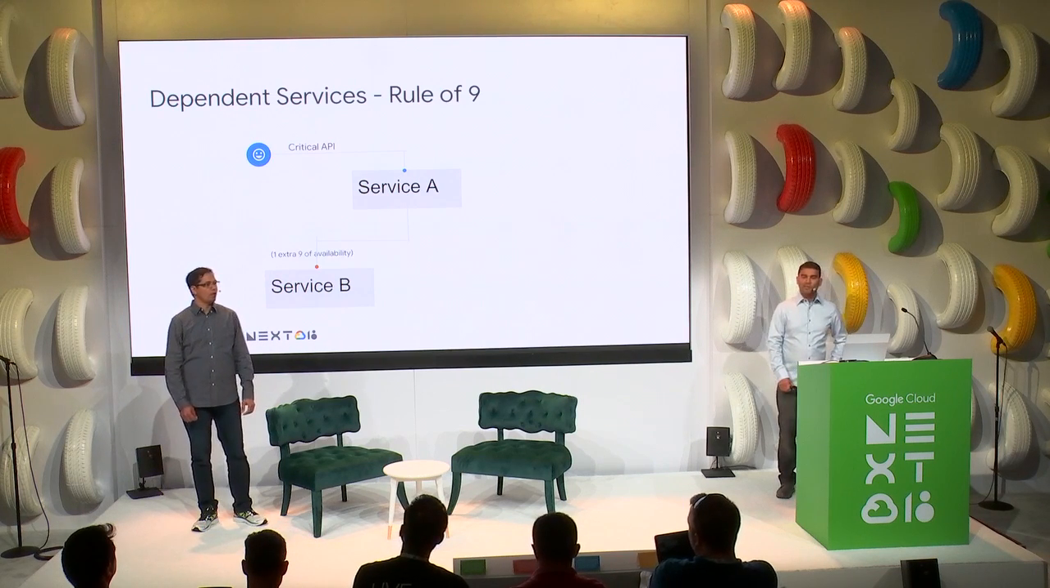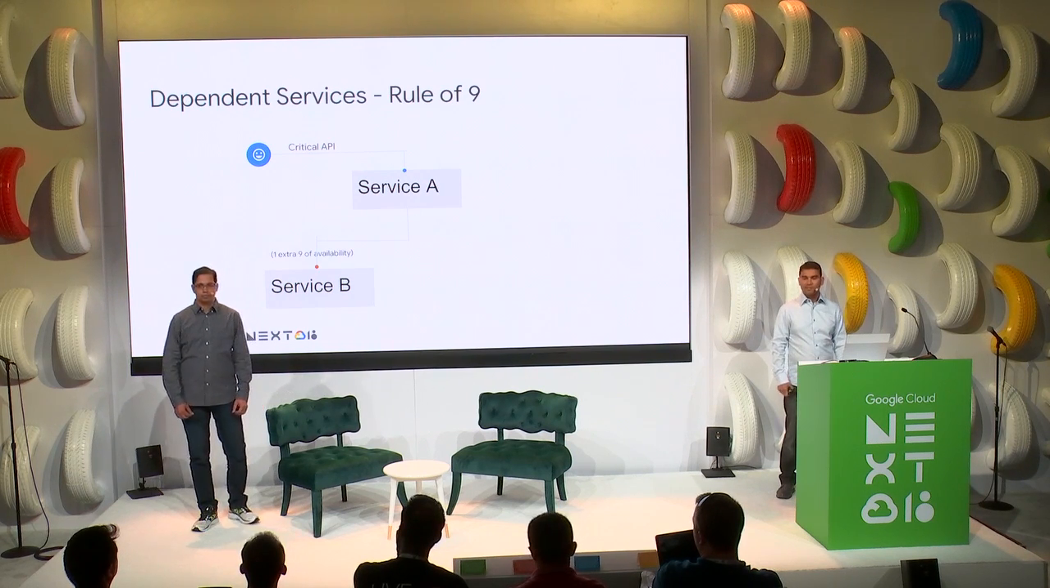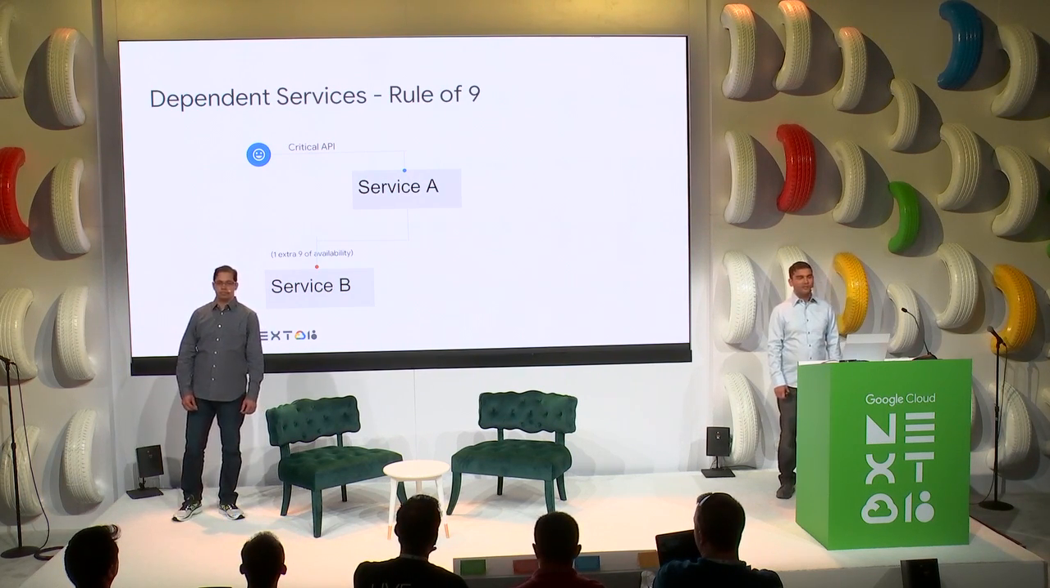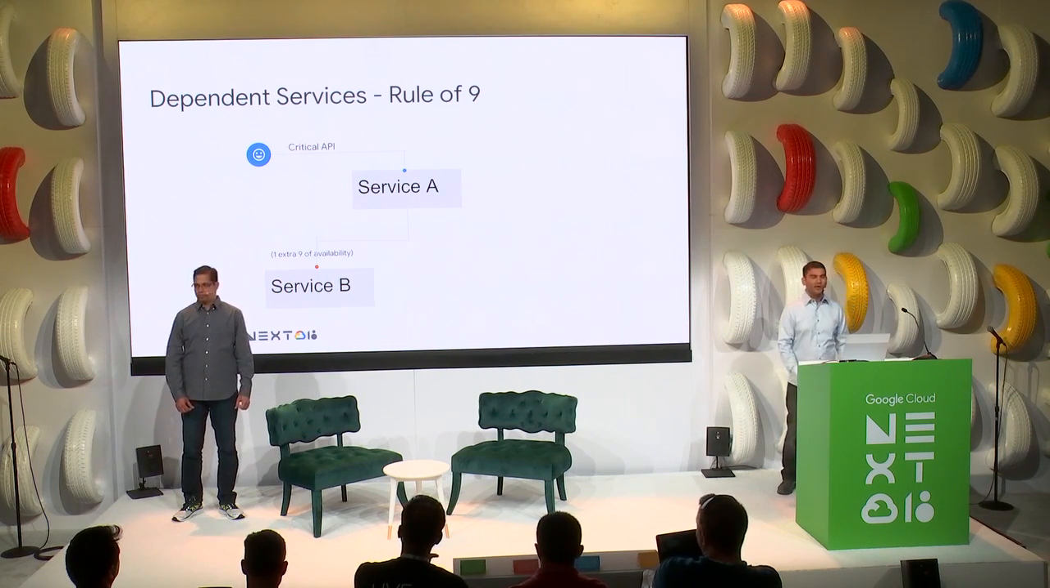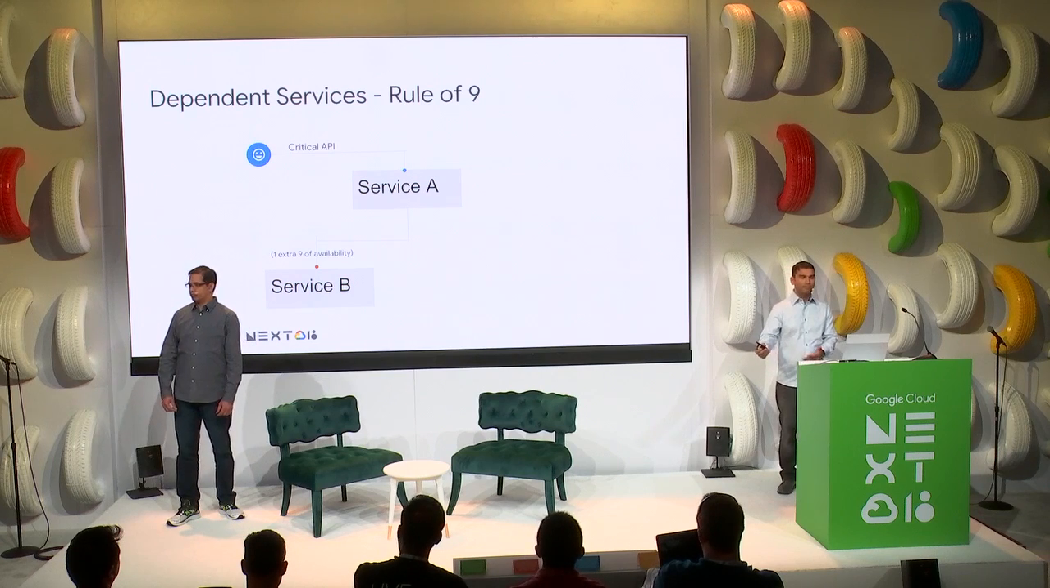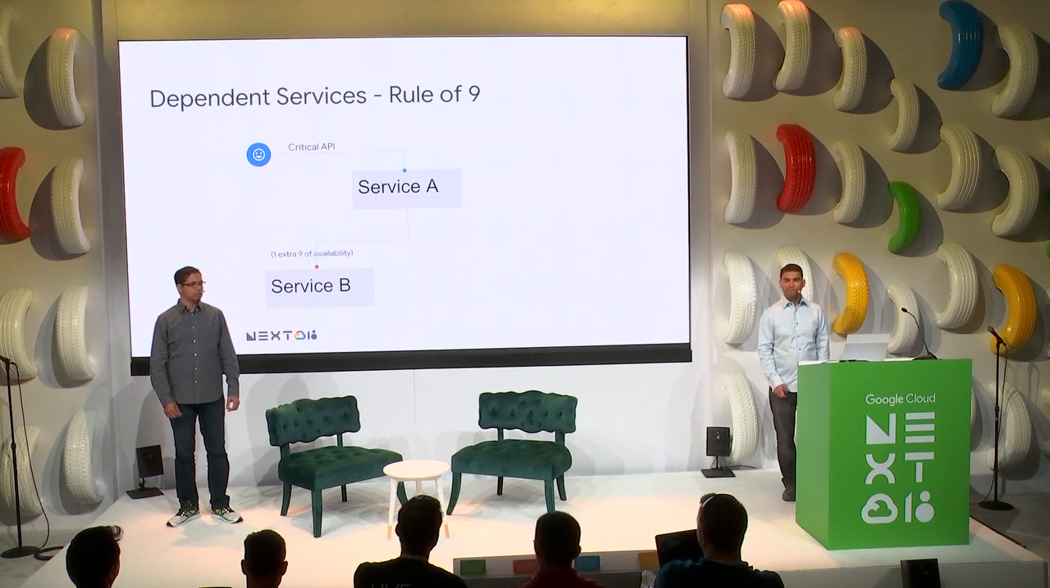Let's spend some time on something that we've internally started to call Rule of 9. And what this simply stated, assume you're trying to provide a service called Service A, and it's serving a critical API. This could be your GCE system serving Create Instance API.